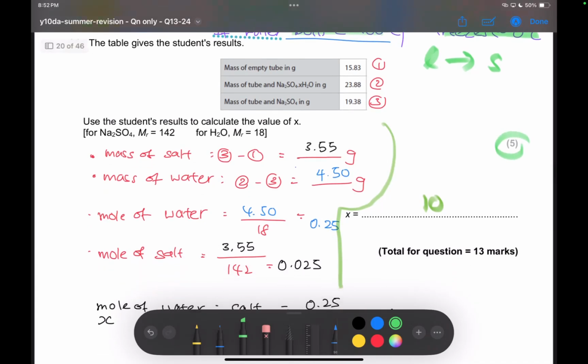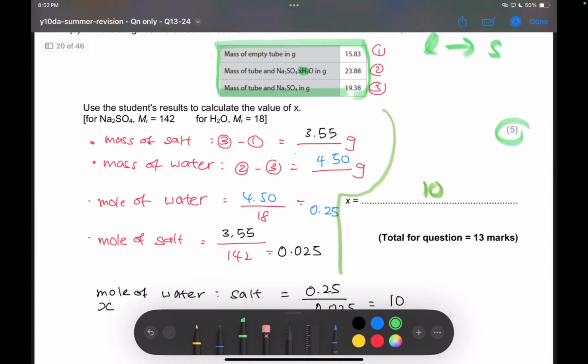Okay, next is a 5-mark question. It's also the final question here. There are only 3 values in the table above, over here. We want to find out what the X value is, basically how many water molecules surround this sodium sulfate salt. First you want to find out the mass of salt, so you need to use 3 minus 1, because 3 would be the mass of the salt left in the tube. Essentially I'm talking about this 1, 2, and 3. Then to find out the mass of water, the difference between 2 and 3 is the mass of water that's being heated off.